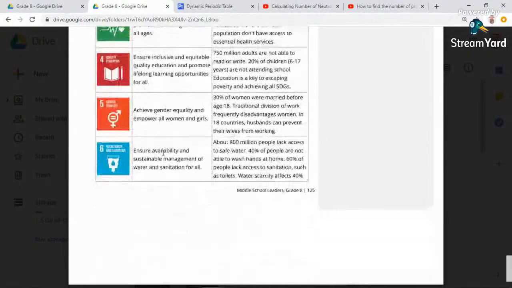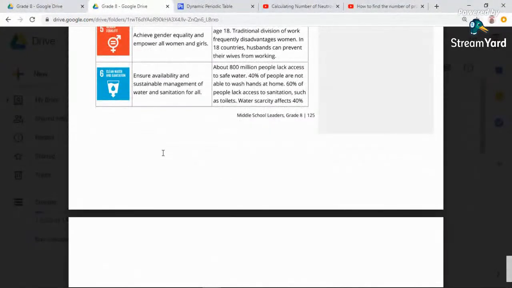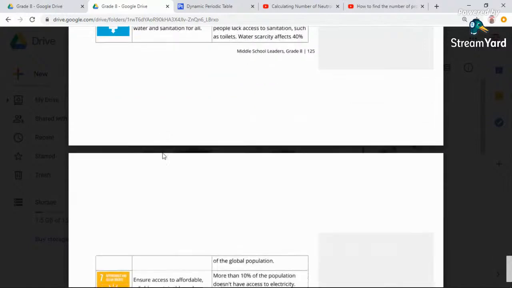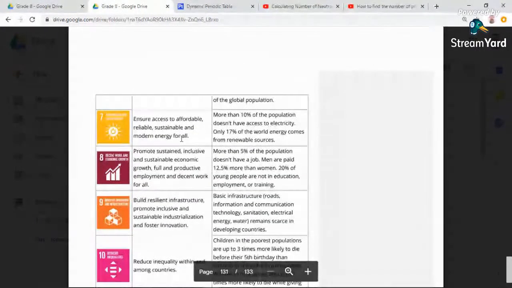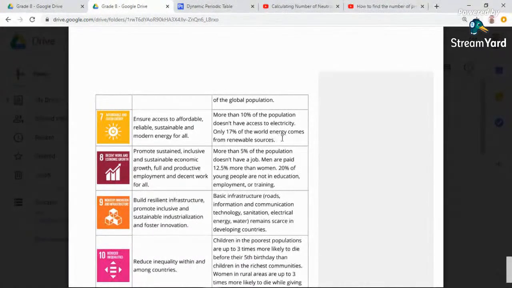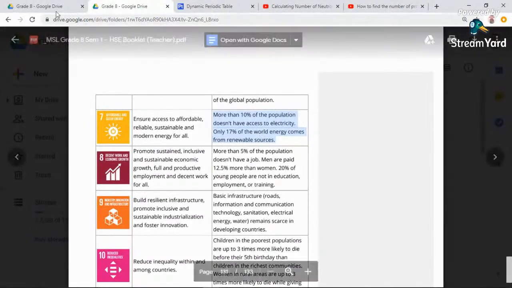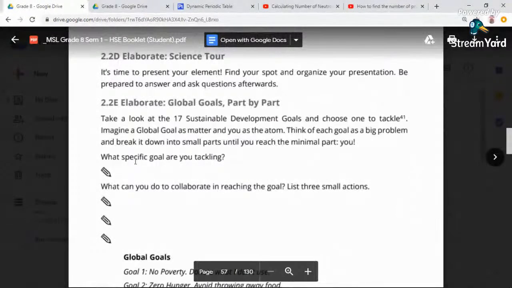So, for every single block in the sustainable future, these goals, they give an explanation of why we need to solve this problem. We need to have clean energy that's affordable. Why? Because more than 10% of the population does not have electricity. That's in the entire world, okay? And only 17% of the world energy comes from renewable resources. So you're going to choose one of these, okay? What specific goal are you tackling? And what can you do to collaborate to reach your goal?